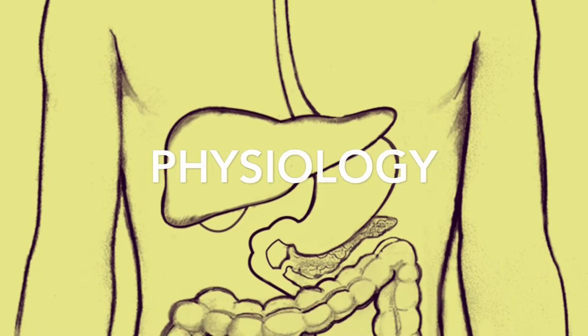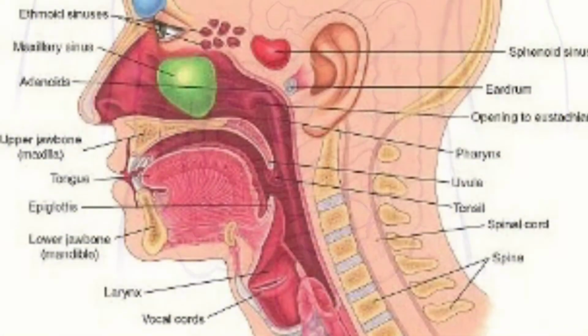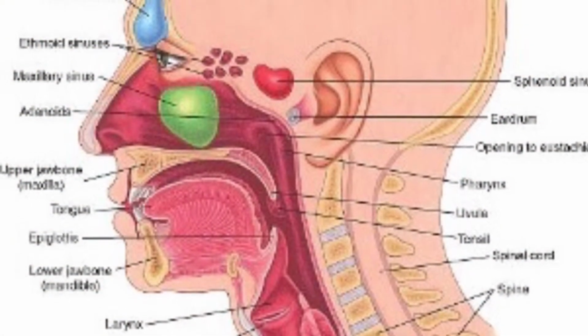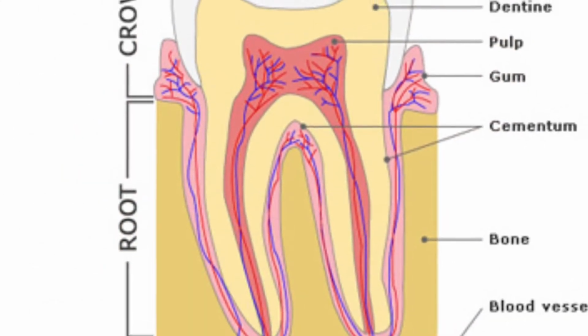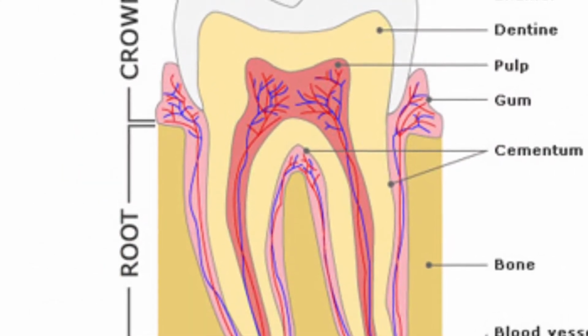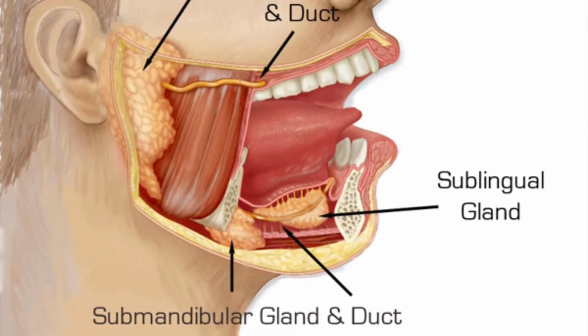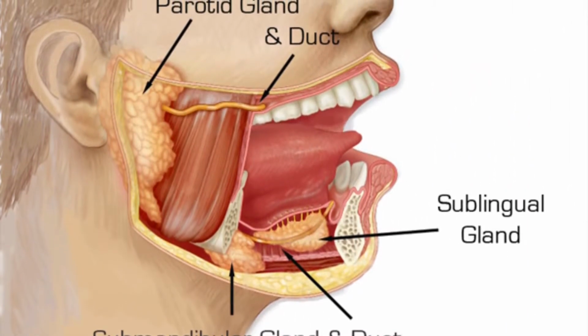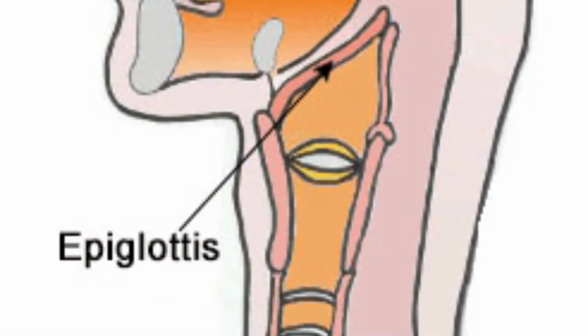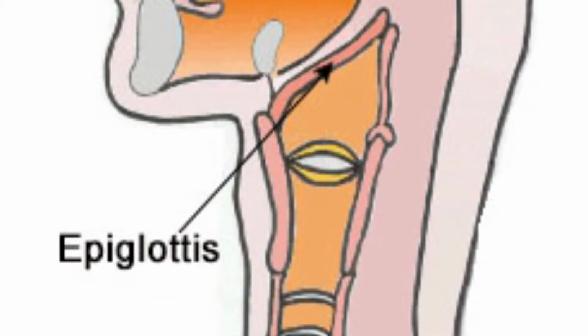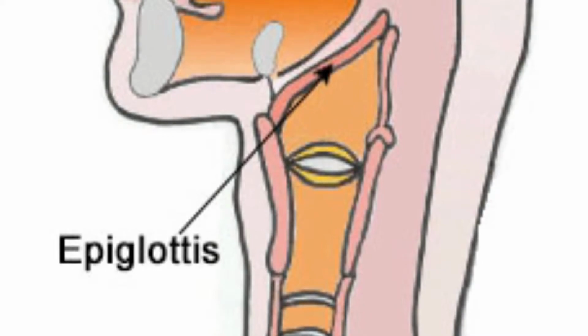Physiology of the digestive system. The physical function of the digestive system starts in the head and neck area. The teeth, protected by the gums, chew food into small pieces for easy digestion. The parotid, submandibular, and sublingual glands provide saliva to the mouth for easier breakdown of food. A flexible flap, called the epiglottis, directs food to the gastrointestinal tract.